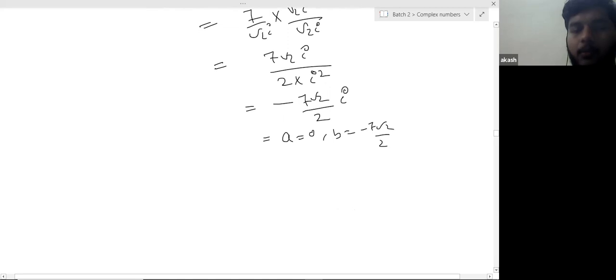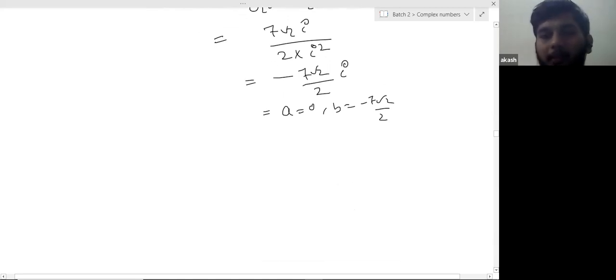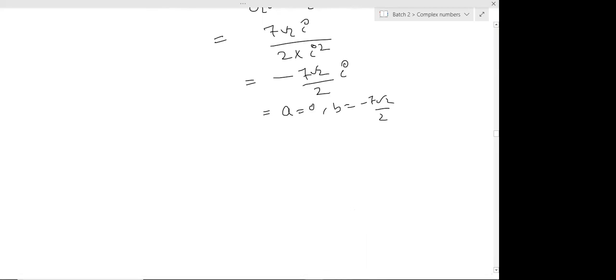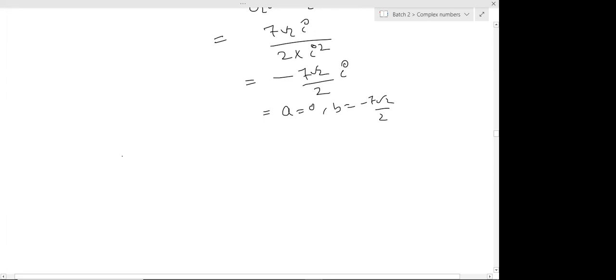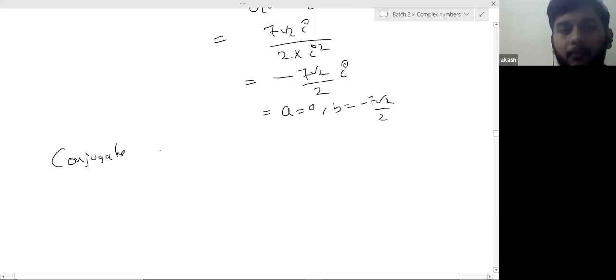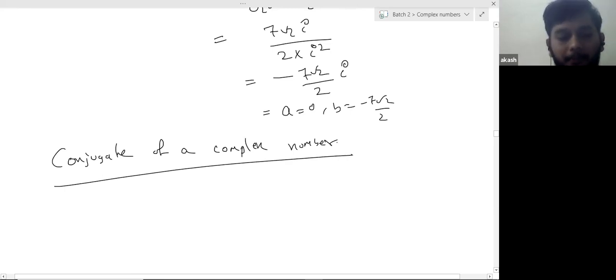Moving on. So this is clear, right? You can change any complex number into a plus ib form, right? Yes, sir. Okay, don't forget to convert that. The complex number is in this form, a plus ib. Always do this first. Okay, now conjugate of a complex number. Write it down. Conjugate of a complex number.